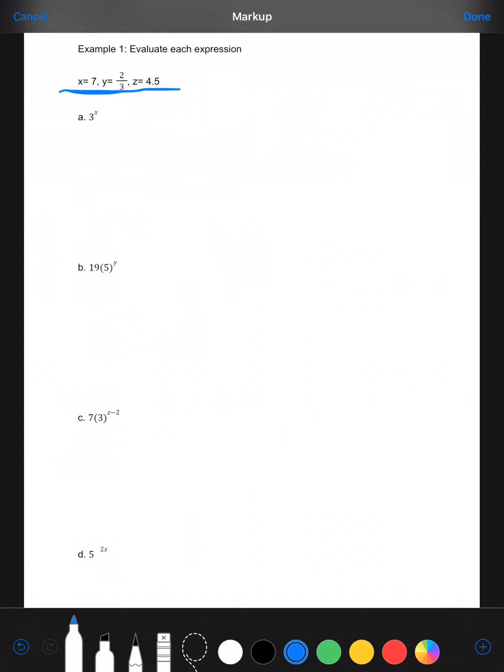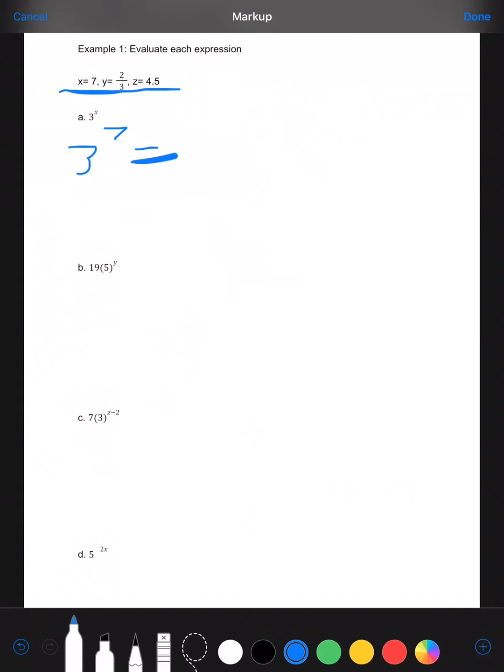So we're going to pay attention to those as we're going through our notes. For example A, we have 3 raised to the power of x. We're going to take the 3 that they give us, and then plug in whatever number we have for x. So in this case, 7. So 3 raised to the power of 7. We're going to put that in our calculator and figure out what that is.